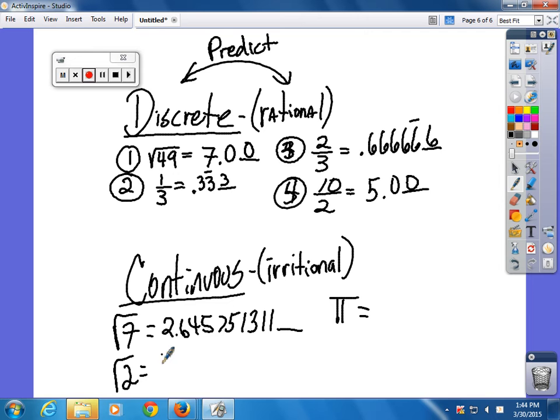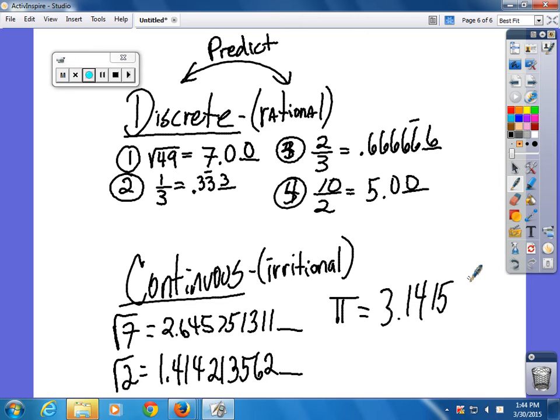How about square root 2? 1.414. Okay, don't know what that next number is. You don't have a clue. And pi, 3.14153993. Or 93. I transpose 3 and 9 sometimes. Just hit pi and enter.